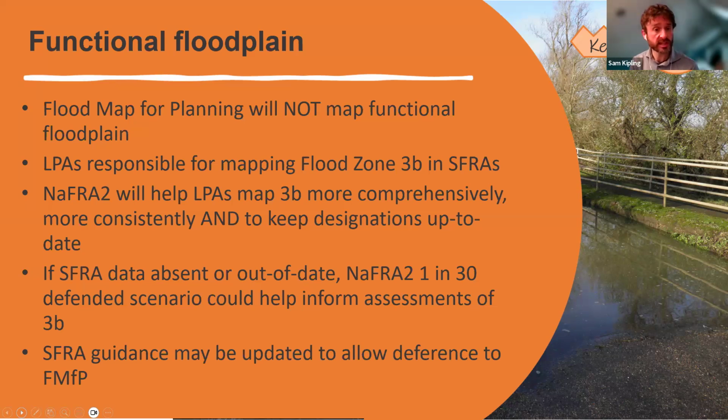If a strategic flood risk assessment is out of date, or it doesn't contain any data mapping functional floodplain in a location of interest, the 1 in 30 defended scenario could help to inform flood risk assessments to identify the likely presence or absence of functional floodplain or a level of risk commensurate with it. In such cases, we think it's appropriate for the onus to be put on the developer to undertake their own assessment of functional floodplain with reference to our new data.